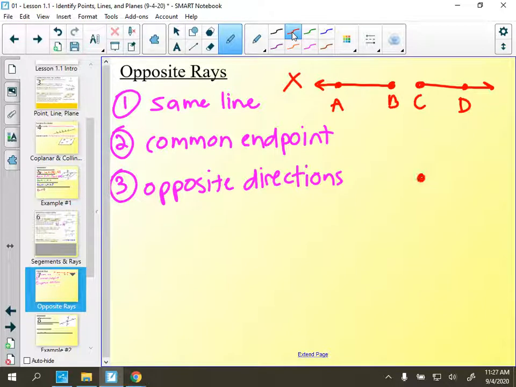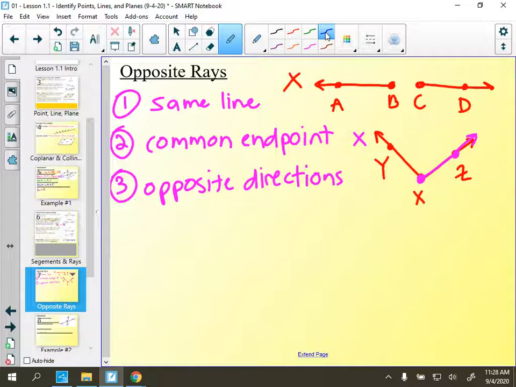What if I had something like this: ray XY, definitely a ray, and I also had ray XZ, two separate rays, maybe highlight it here in a different color. Ray XZ, definitely different, two separate rays. They do have a common endpoint. You could argue they go in opposite directions, maybe not though, but I would definitely say they are not part of the same line. They're not contained on one single line. So that's another example of nope, that's not good enough.